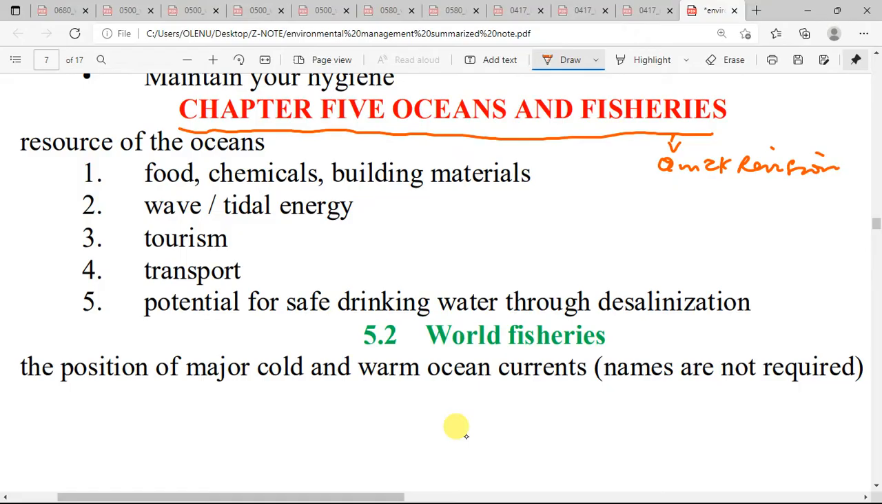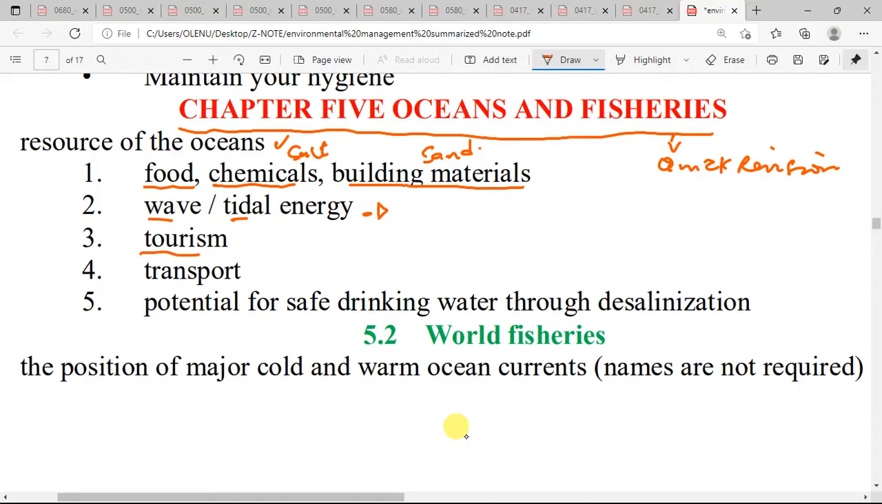So quickly, the first thing you need to know: what are the major resources found within the ocean? The major resources within the oceans are food, such as marine organisms that are good for eating, and chemicals, where we can get things like salt. Building materials, so you can get sand that is used for construction from the ocean. Wave and tidal energy are also used to generate electricity from the ocean.